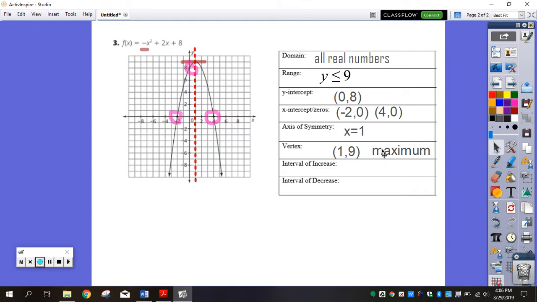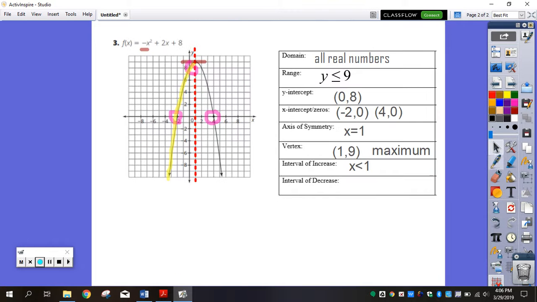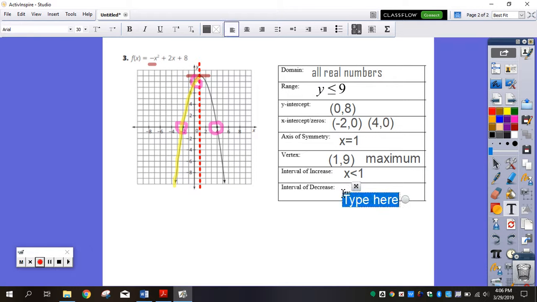Just a side note. Okay, interval of increase. So if I start on the left side of my graph and read left to right, this first section is increasing. So my interval of increase would be the x value of 1, anything to the left of that. So remember, left goes with less than. So x would be less than 1. That's how I identify the left half that is increasing. And then for decrease, I would just flip that inequality. X is greater than 1.